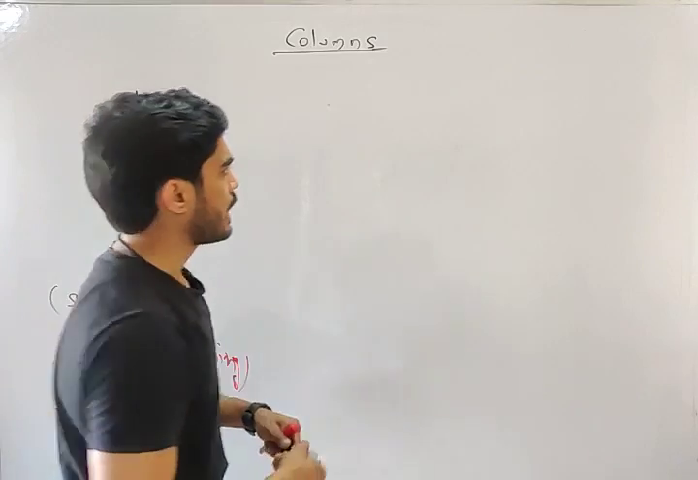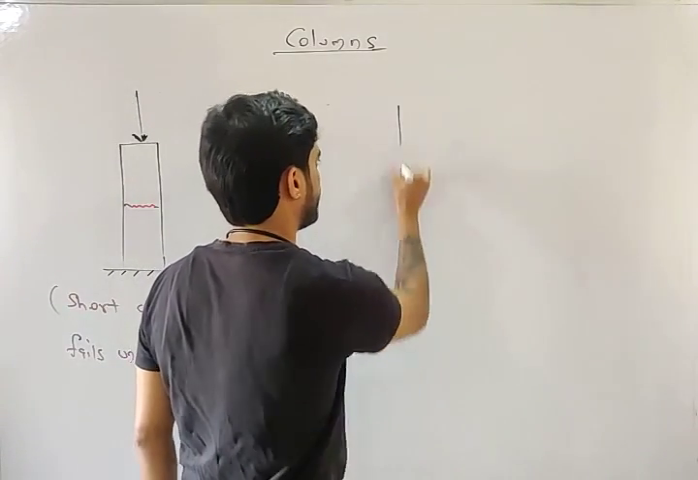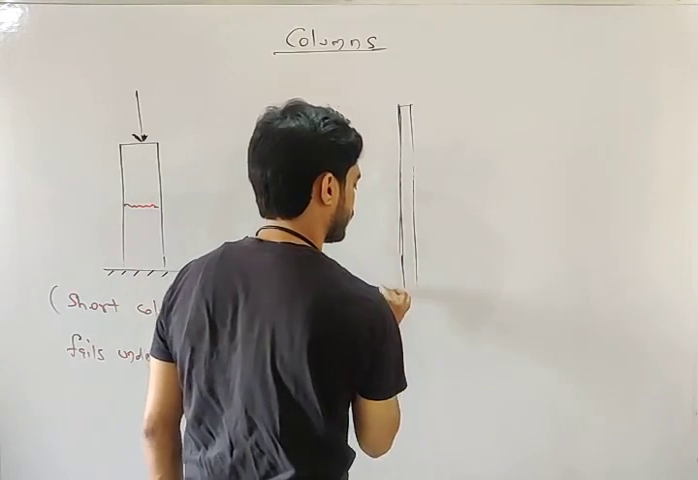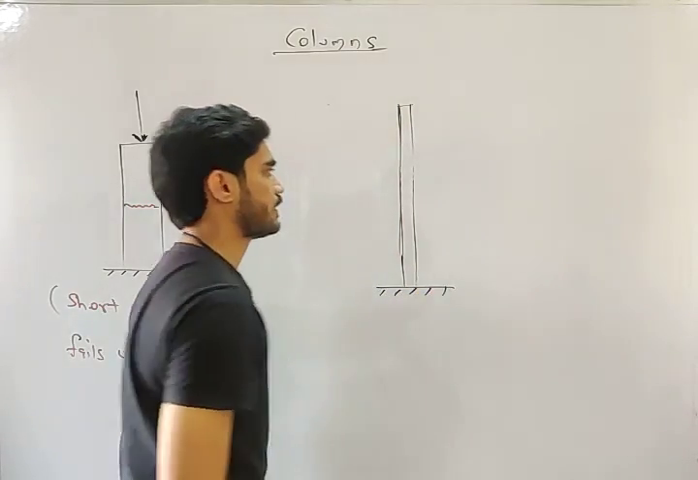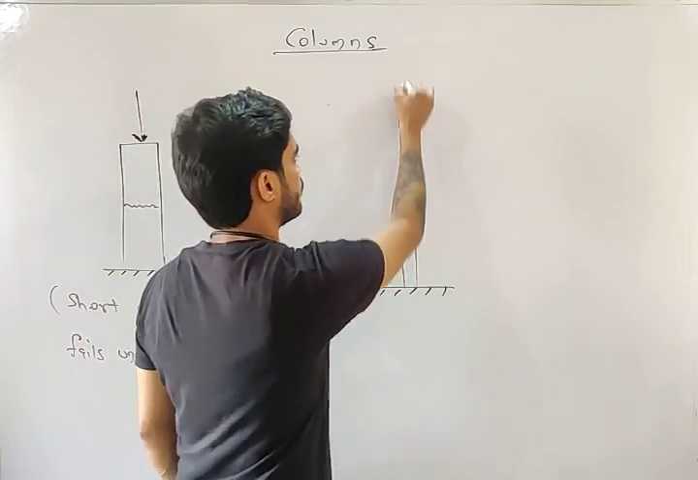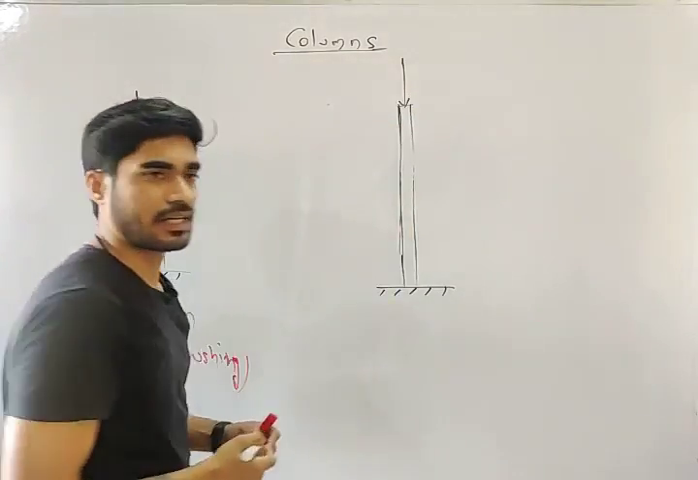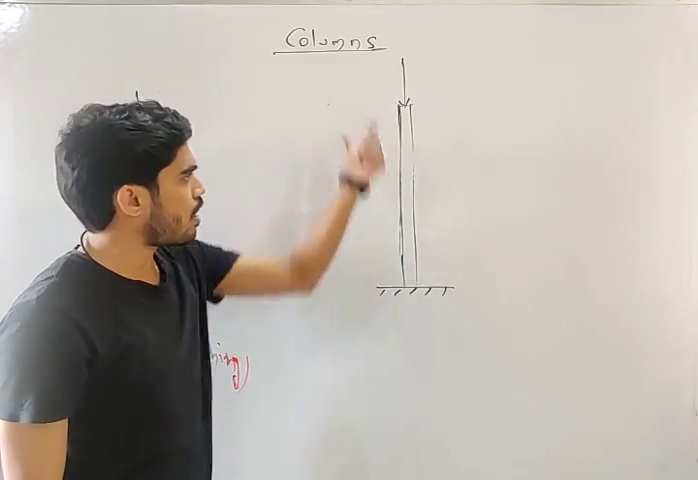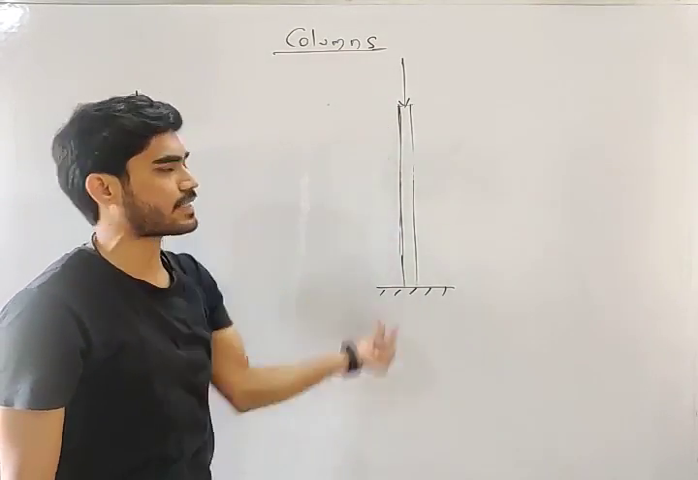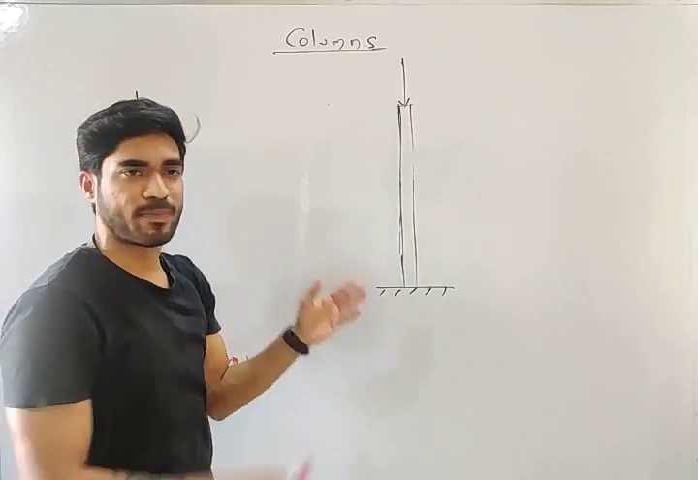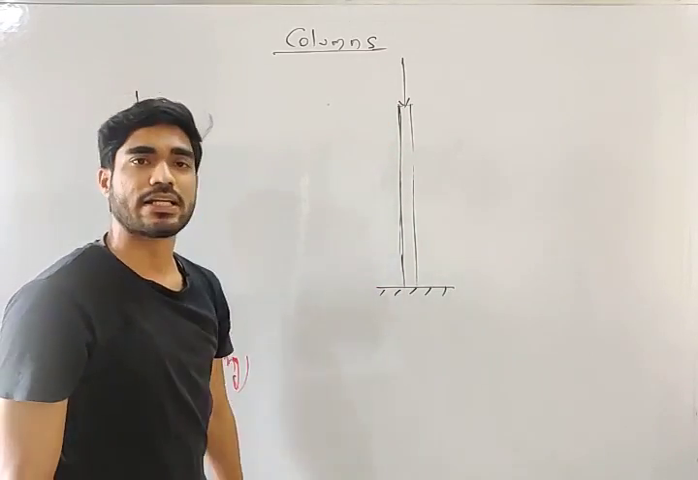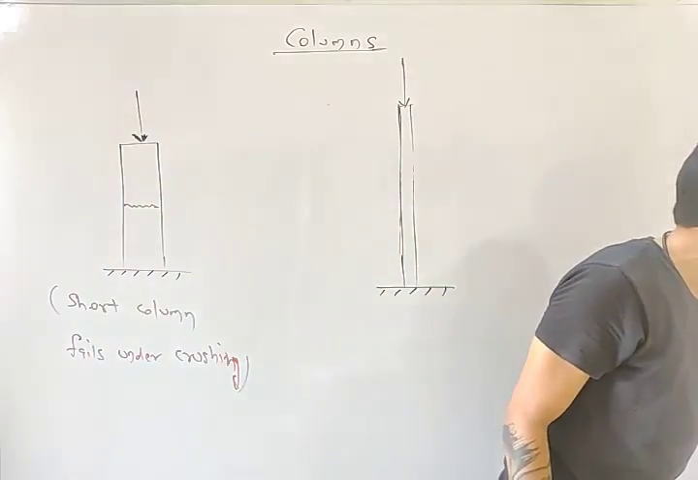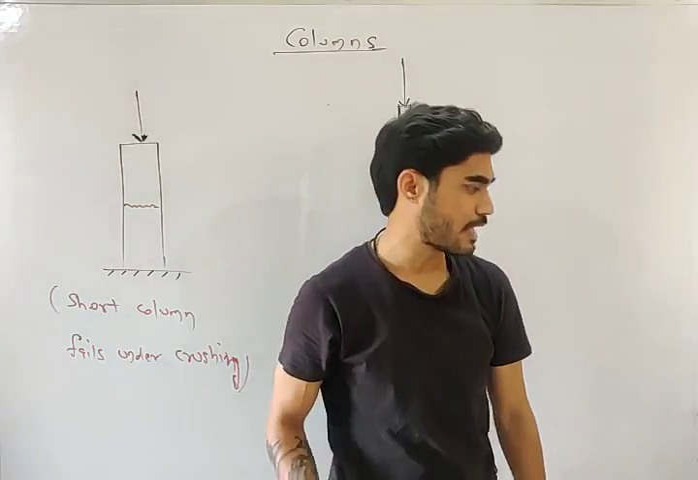Okay. Now my friend, let's say I am increasing the length of this column. Let's say this is the column and it is also subjected to an axial compressive load. If you keep on increasing the load on this column, look at this length, it is very large compared to the cross section. What is going to happen? Let me show you using a real life example.